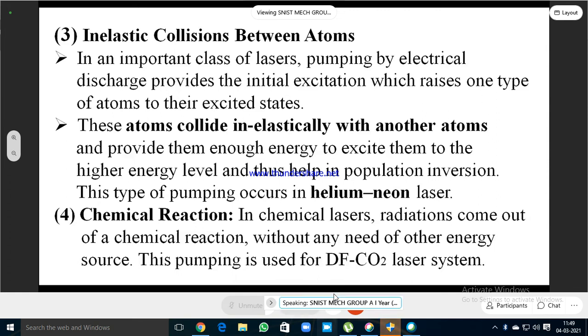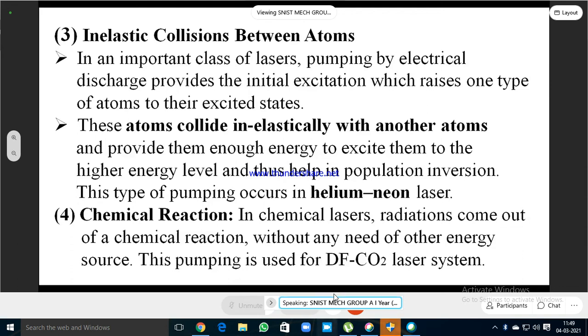Okay, so for a helium neon laser to work, electrical discharge is the pumping. Even though you are using electrical discharge pumping, neon atoms don't directly go up because of the electrons. Helium atoms are first transferring the energy, first going to the excited state, and the excited helium atoms are colliding with the neon atoms.